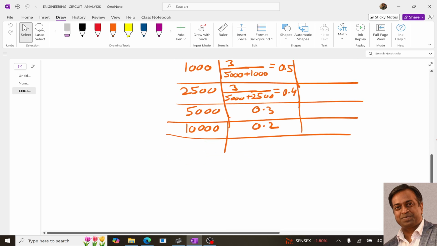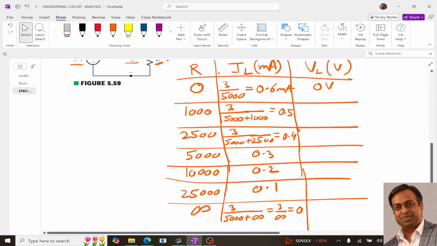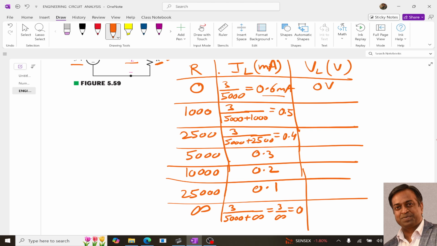If R is 25,000, then IL is 0.1. And if R is infinity, then it will be 3 upon 5000 plus R, which is infinity. So it means 3 upon infinity, which is equal to 0, right? So you can see for different values of R, when R is 0 the initial value is 0.6, and slowly it becomes 0.